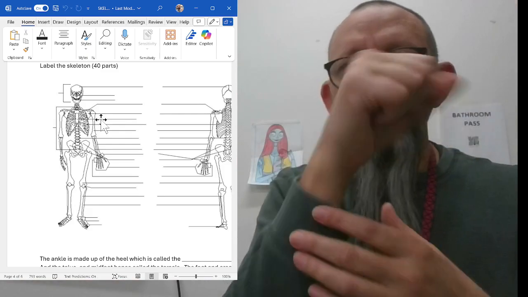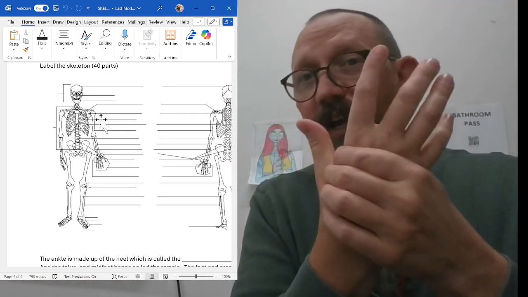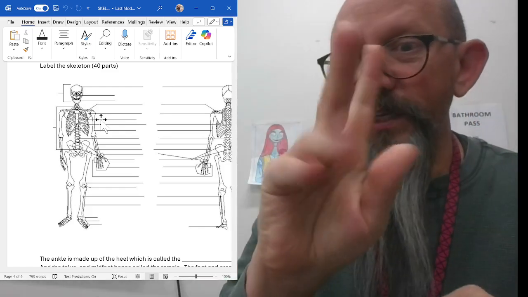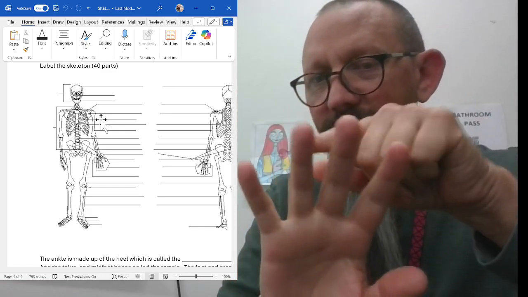Carpals, because you drive a car, right? And then you have metacarpals, which are 5 of those. And then you have phalanges. There are 14 bones in each hand, right? That's a lot, 14. 1, 2, 3, 4, 5, 6, 7, 8, 9, 10, 11, 12, 13, 14.